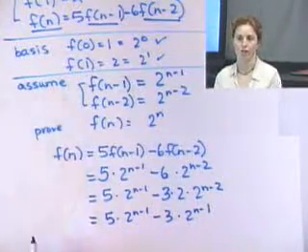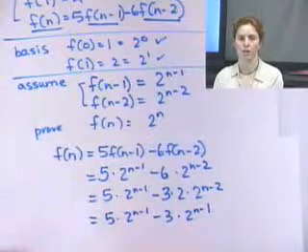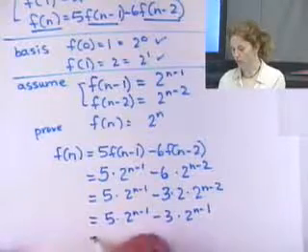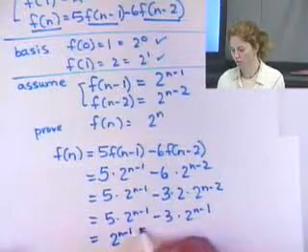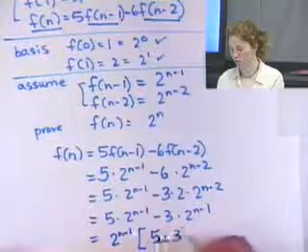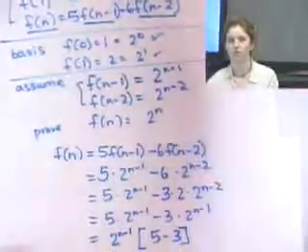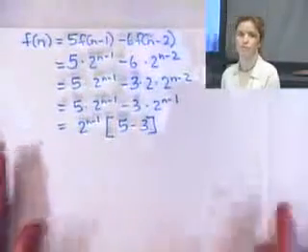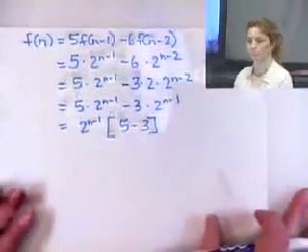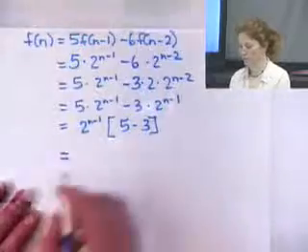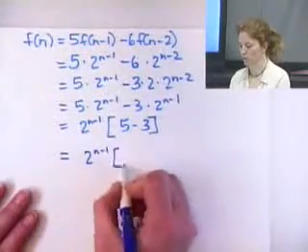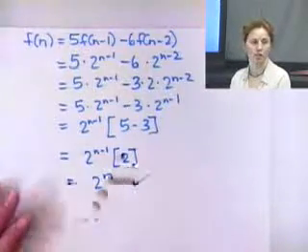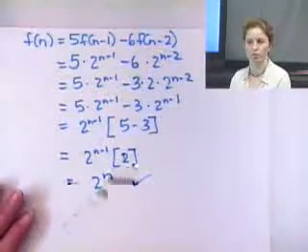So I have 5 of the 2 to the n minus 1s in the first term, and I have 3 in the second term. So I can factor the 2 to the n minus 1 out of both of those terms, and I end up with 5 minus 3 if I factor those out. And that's 2 to the n minus 1 times the quantity 2, which is equal to 2 to the n. And that's what was in my proof statement.